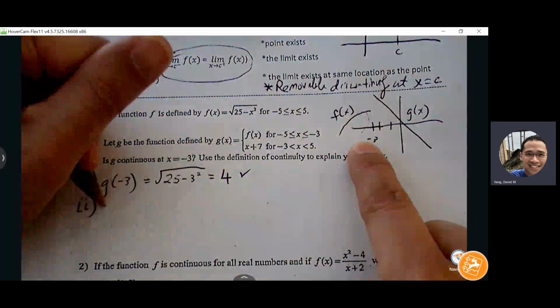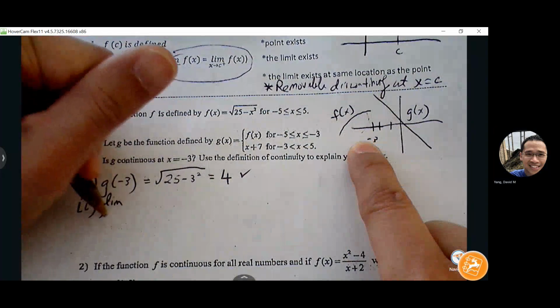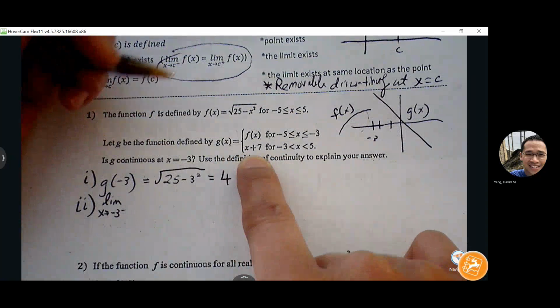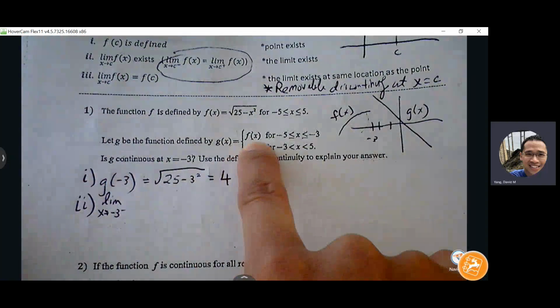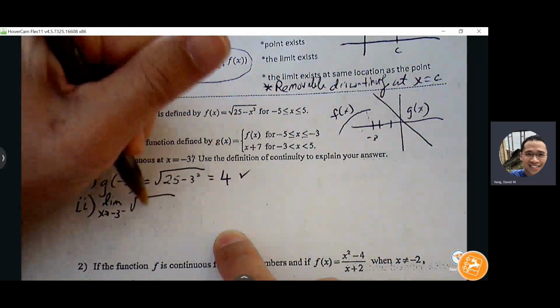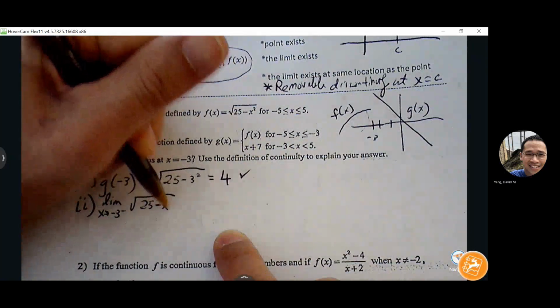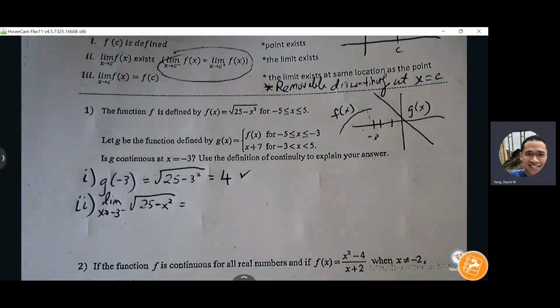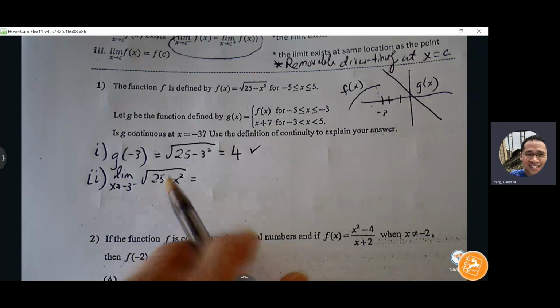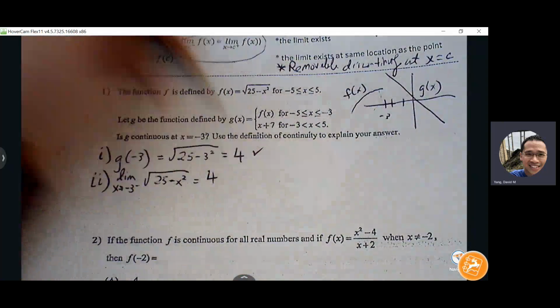Okay, so let's do the limit as x approaches negative three from the left side of negative three for g of x, which is f of x to the left of negative three, which is this root of 25 minus x squared. But again, we ignore the one-sided limit notation right now, which is there to show that we're approaching from the left side, but plug negative three in, we get the same thing, right? It's the same expression as above.